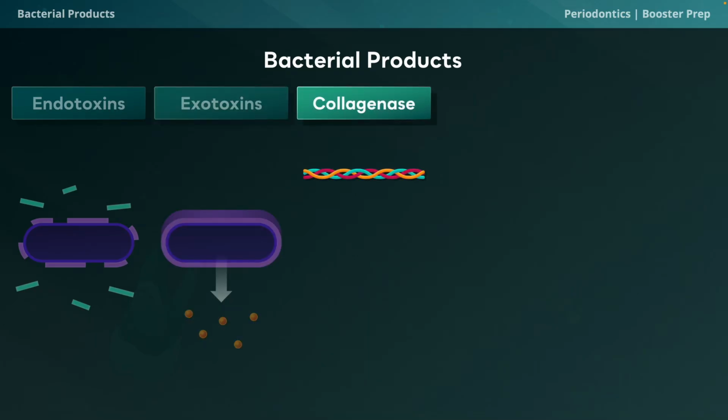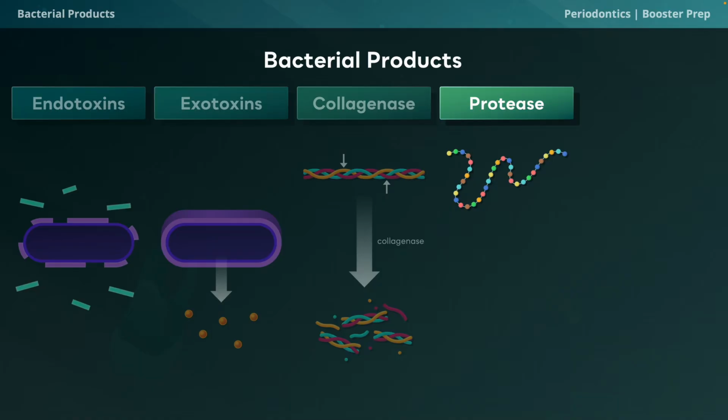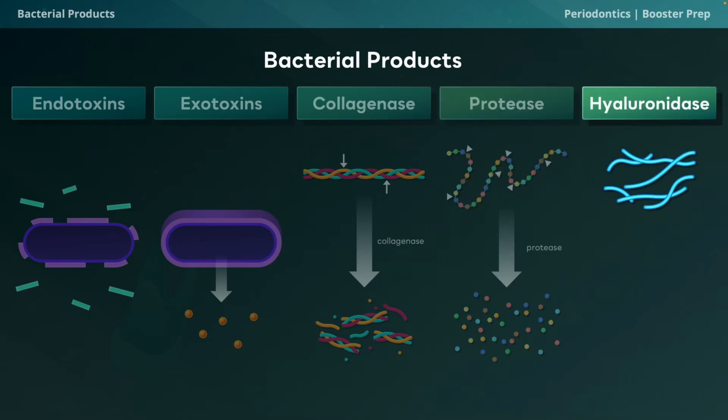We also have collagenases, which break down collagen fibers within the gingiva and the PDL, enabling infections to spread deeper into the periodontal tissues. Proteases are similar, but they degrade proteins, thereby compromising the protective barrier against bacterial invasion. Lastly, we have hyaluronidase, often referred to as the spreading factor.